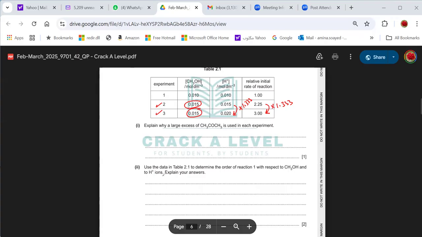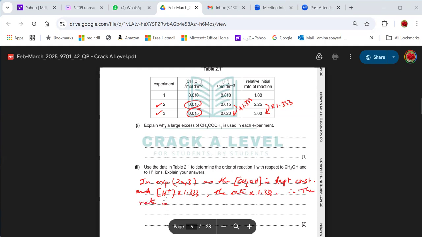And this means that here in experiments 2 and 3, as the concentration of methanol is kept constant, and the concentration of hydrogen ions is multiplied by 1.333, the rate also is multiplied by 1.333, and this means that therefore the rate is first order with respect to the concentration of hydrogen ions. And then this is the first thing.